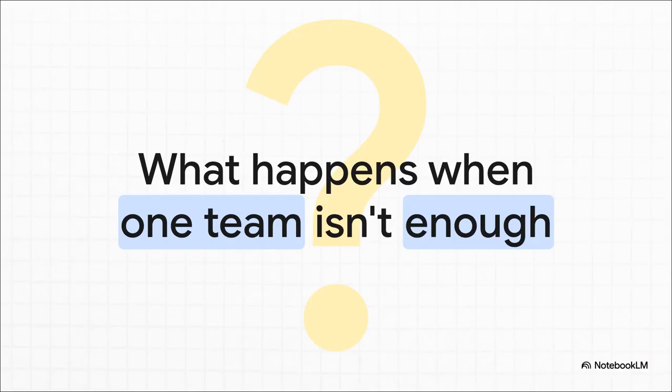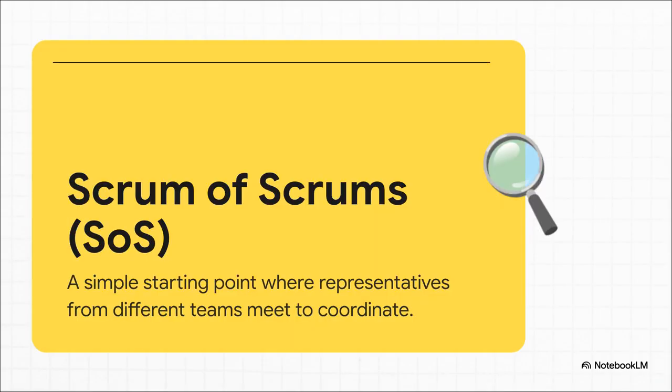So what do you do? How do you keep, say, 10 teams all moving in the same direction without it just turning into total chaos? You need a way to scale up. Let's look at a few of the most common ways to do that. The simplest place to start is something called a Scrum of Scrums. Just think of it as a meeting for the Scrum teams. Usually, a representative from each team, often the Scrum Master, gets together to talk about what's getting in their way and how they can help each other out. It's a pretty straightforward way to get everyone on the same page.